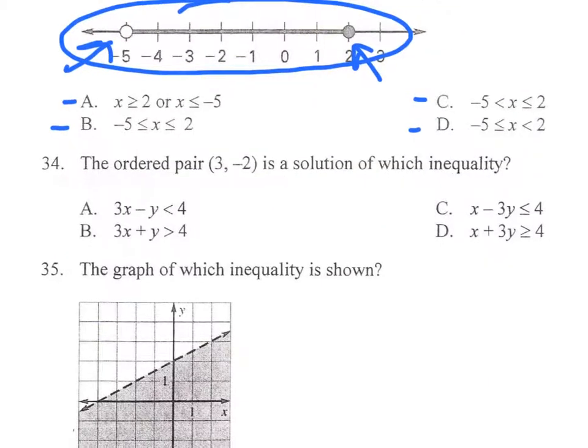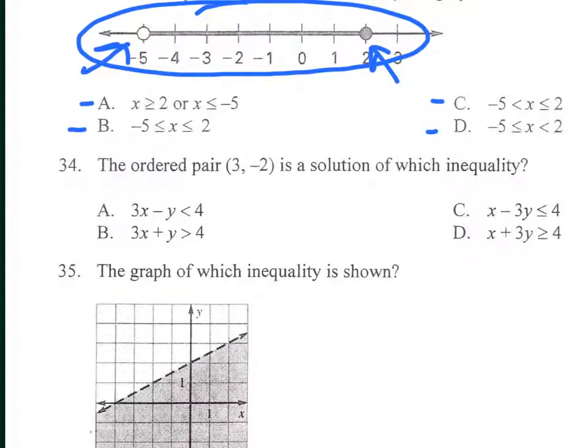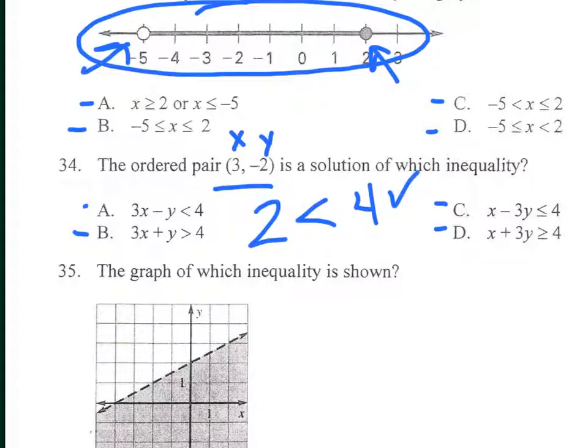On number 34, you've got 3, -2. Okay, one's an X, one's a Y here. You want to figure out A, B, C, or D, which inequality of these 4 does that point work for? So you got to plug them in for X, plug it in for Y, and just work it out. And if it satisfies a solution, like if you had 2 is less than 4, which is true, then that would be a solution, just for an example there, okay? So take your time, hit pause if you need a little extra time to work on that.